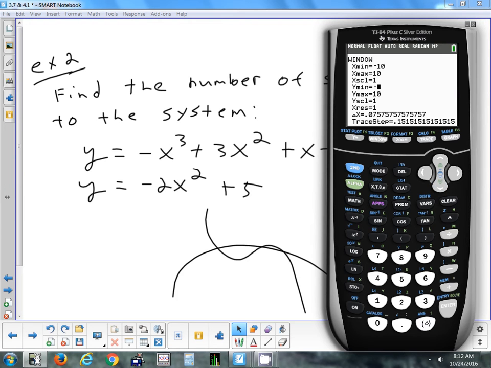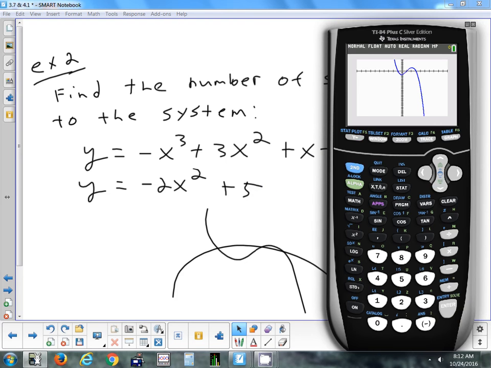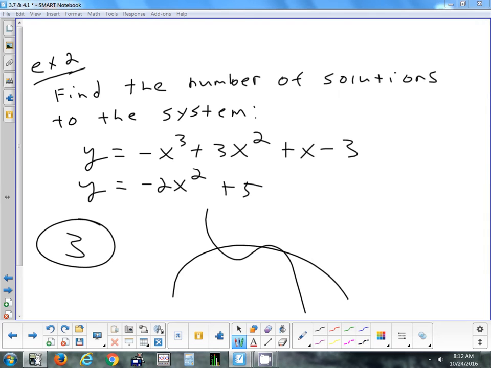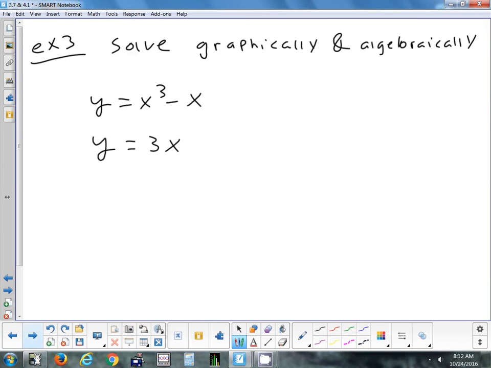So set your y min to like negative 40. I'm just guessing. This is going to make the other 2 intersection points harder to see, but you can still see it pretty good. And actually this one, I'm not sure I can quite see where they cross yet, but I can definitely tell they're going to cross a third time. Okay, so this question just said find the number of solutions to the system, and it's 3. Okay, any questions on that one? If you wanted all 3, you just have to do second calc intersect 3 times.